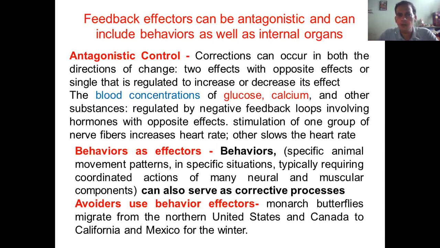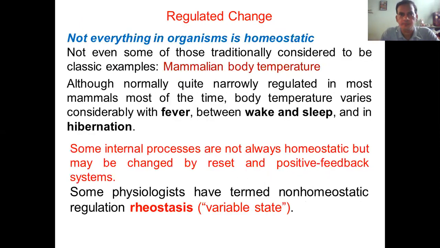Another one is the avoiders. They use behavior effects. What are those behavior effects? Monarch butterflies can migrate from the northern United States and Canada to California and Mexico for the winters. Or a simple example could be, if we are feeling cold outside, we move inside our house. That's the easiest thing we can do.